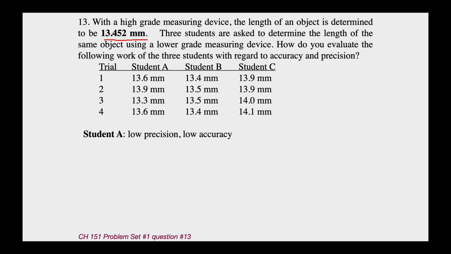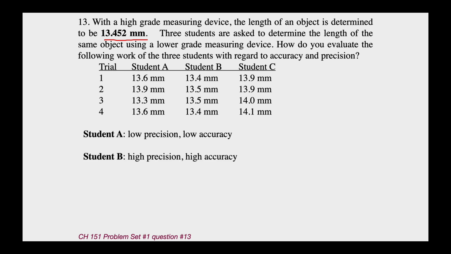So again, to summarize here, student A, not really any precision at all. The numbers were plus or minus quite far from each other. Low accuracy, maybe some, all right? I don't know, the average was kind of close. I don't know, I'm not liking that the more I think about it. Not very good accuracy, let's put it that way.